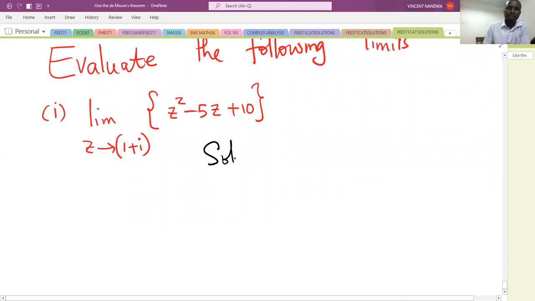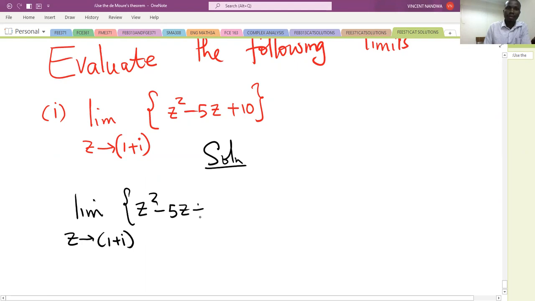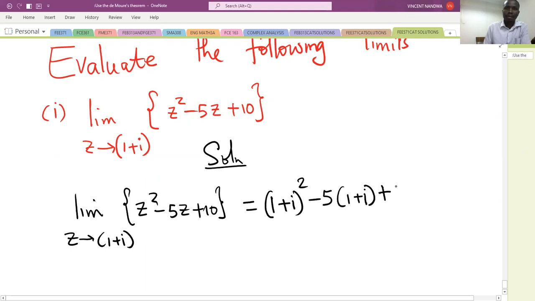So solution: the limit as z approaches 1 plus i of the function z squared minus 5z plus 10 will be given by replacing directly: (1 plus i) squared minus 5 times (1 plus i) plus 10. Let's go, this will be 1 minus 1 plus 2i minus 5 minus 5i plus 10.